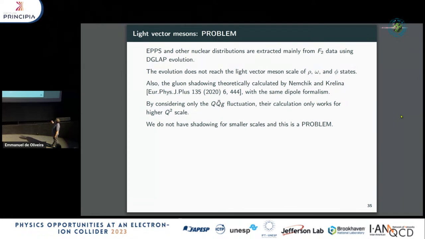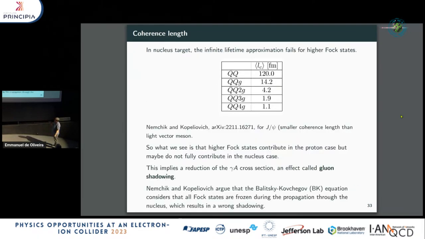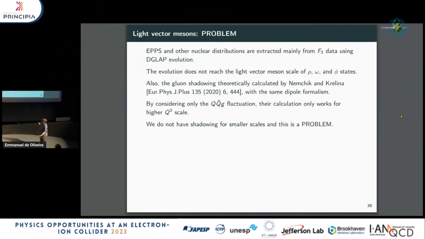Okay, but these guys, Nemchik and Krelina, calculated the gluon shadowing in the dipole formalism, okay? But since they did a calculation, they only take into account this one here. And then it only works if Q squared is more or less medium, a little bit large, okay? So if you want to go to the light vector meson, we need to maybe include this one, and then the calculation becomes very complicated, okay? And they didn't do it. So they don't help us with the gluon shadowing either, okay?